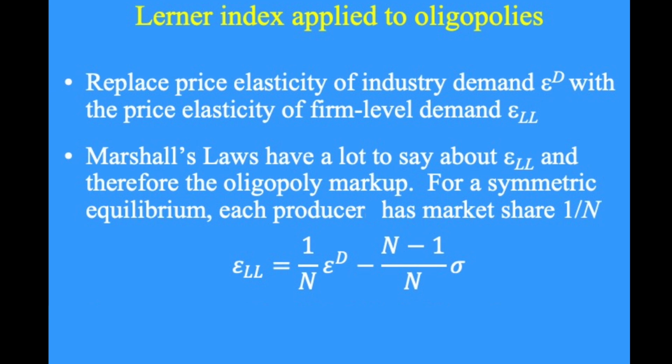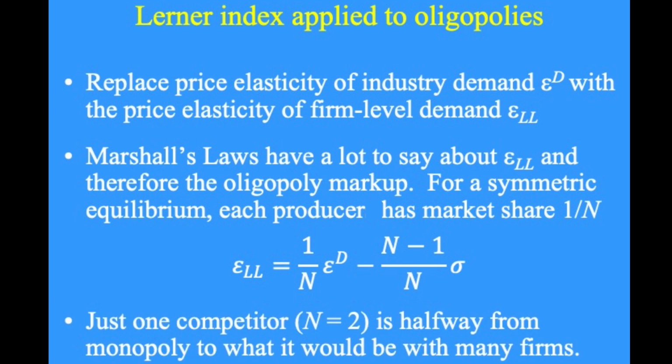In a symmetric equilibrium, L's expenditure share is 1 over N, where N is the number of producers. Marshall's laws state that the magnitude of the own price elasticity of the demand for L is a share-weighted average of the magnitude of the price elasticity of market demand and the elasticity of substitution among the producers. In the monopoly case, where N equals 1, the firm and market level demand curves coincide, as expected. As the number of firms becomes large, epsilon sub L approaches minus sigma.